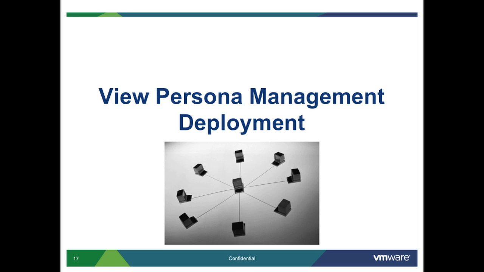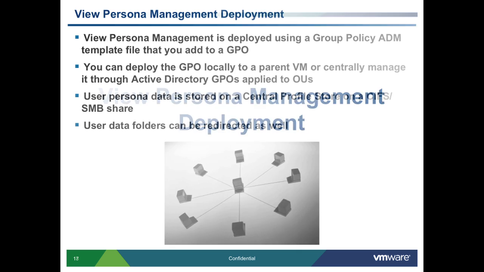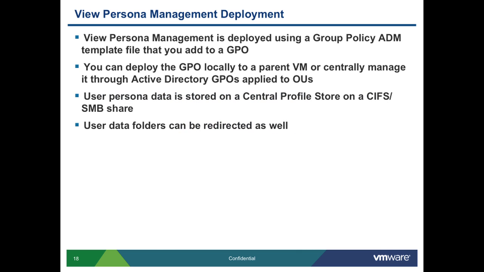We'll quickly touch on the deployment aspects of View Persona Management. As already stated, View Persona Management is deployed using a group policy ADM template file that you add to a GPO. You can deploy the GPO locally to a parent VM or centrally manage it through Active Directory GPOs applied to OUs. User persona data is stored on a central profile store or a CIFS/SMB share. User data folders can be redirected.